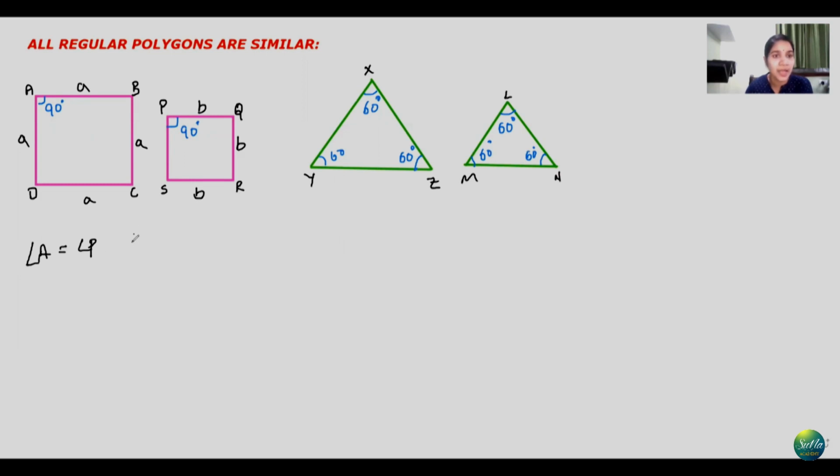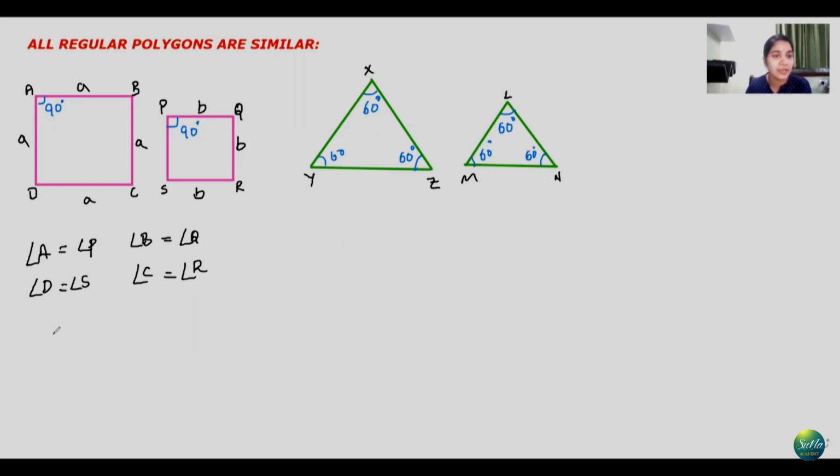In the same way, angle B and angle Q are corresponding angles, and these are also equal. We can conclude that angle D and angle S are also corresponding angles, and they are also equal to 90 degrees. And angle C and angle R are also corresponding angles, which are equal to 90 degrees.